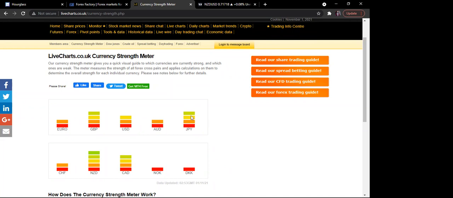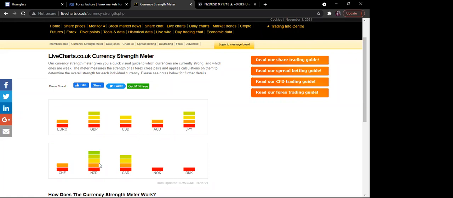We see that the second currency, which is JPY, is actually stronger than the first currency, which is AUD. So what does that mean? It means that when the second currency is stronger than the first currency, when the first currency is weaker than the second, we're looking for sell opportunities.